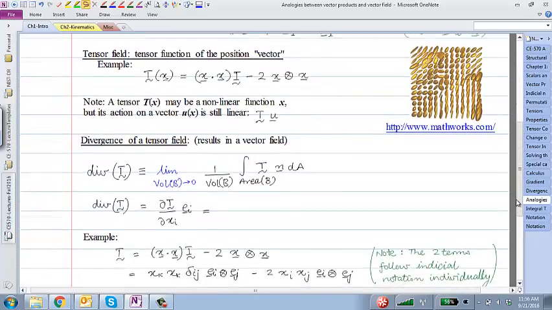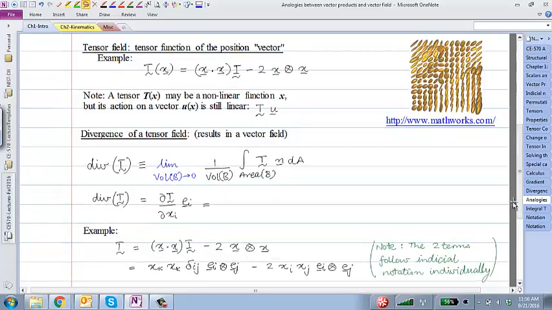All right, so let's take a look at tensor fields. We've done scalar fields, vector fields. Let's take a look at tensor fields. First of all, what does a tensor field even look like? As I pointed out a little while ago, it looks like a bunch of ellipsoids at each point in the space. Just like a scalar field looks like a color at each point in space, and a vector field looks like an arrow at each point in space, a tensor field looks like a bunch of ellipsoids, each ellipsoid attached to each individual point.